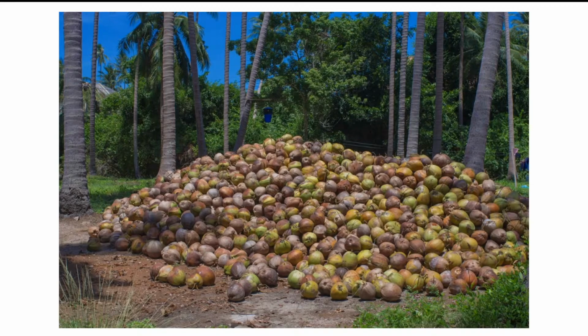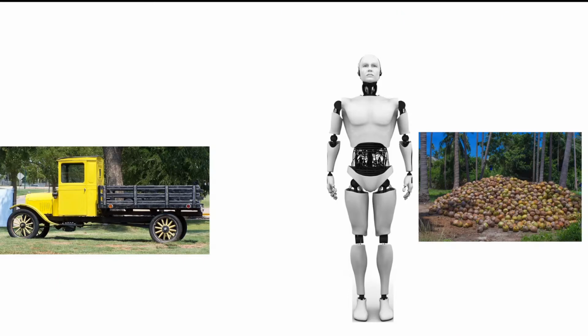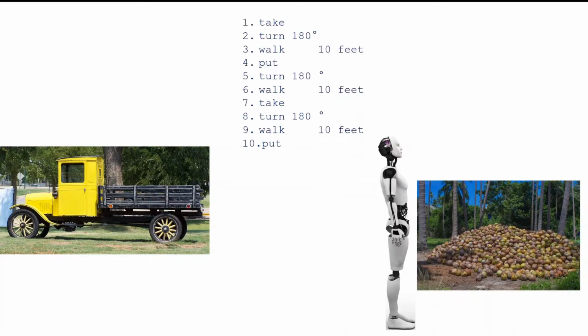Now, we have a job for the robot. There are some coconuts lying on the ground. We need to load them into a truck. The truck is standing 10 feet apart from the coconut pile. Assume the robot is near the coconut pile facing the coconuts. When we say the command take, it would lift one coconut in front of it. When we say turn 180, the robot turns to opposite direction.